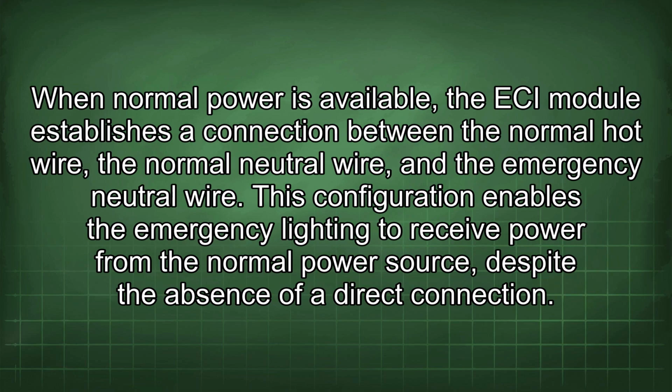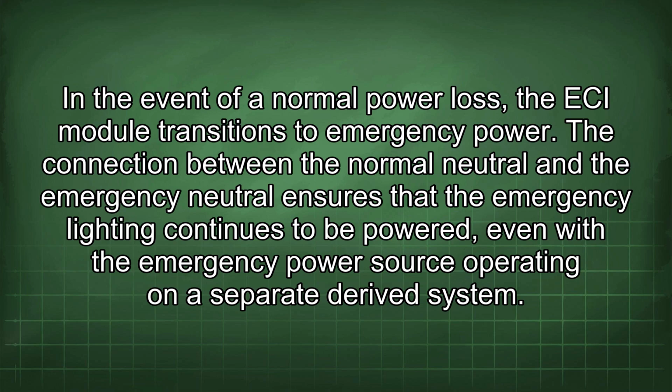When normal power is available, the ECI module establishes a connection between the normal hot wire, the normal neutral wire, and the emergency neutral wire. This configuration enables the emergency lighting to receive power from the normal power source despite the absence of a direct connection. In the event of a normal power loss, the ECI module transitions to emergency power.